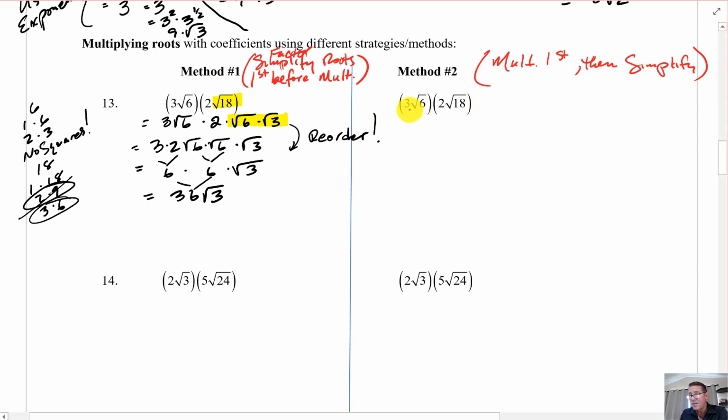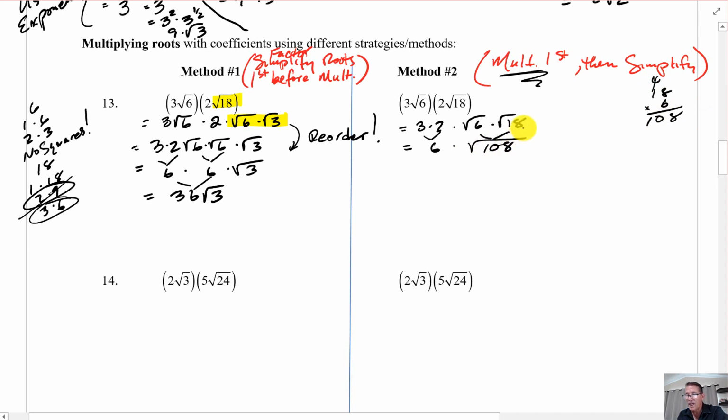Now if you just flat out multiplied, again multiply first, this is what would happen. I would have to go 3 times 2 first, and then take root 6 times root 18, because you can only multiply the non-roots and then the roots. So here I get 6, obviously, since 3 times 2 is 6. Now 6 times 18. I'm only doing this because I can do it in my head, but I don't know if you guys can. So you get 108.